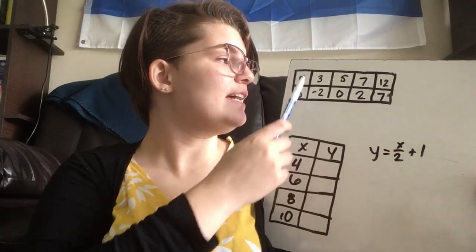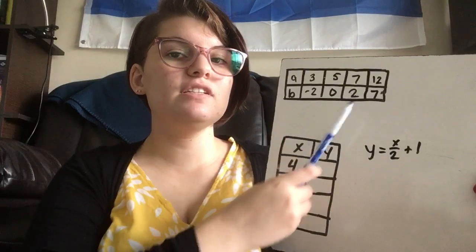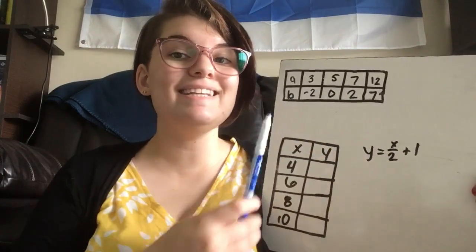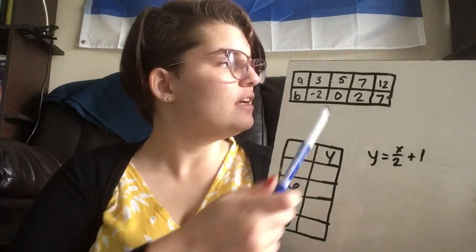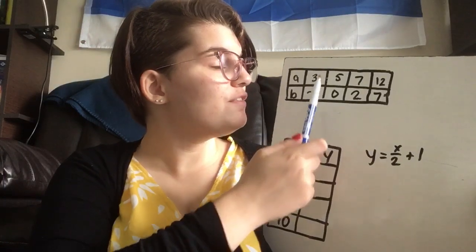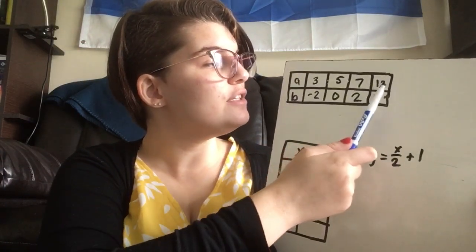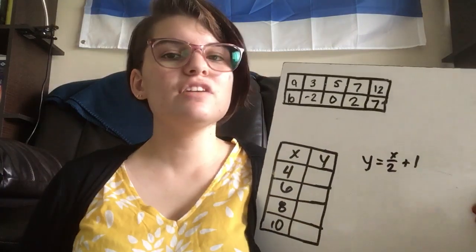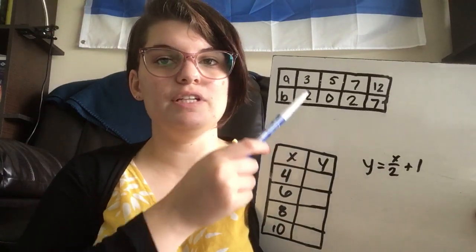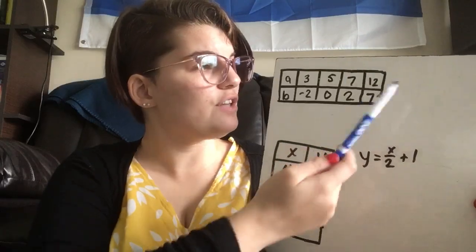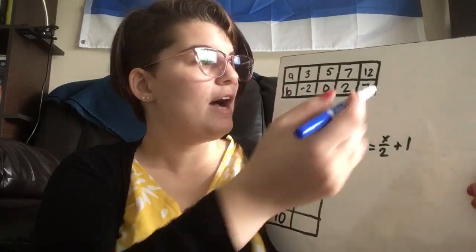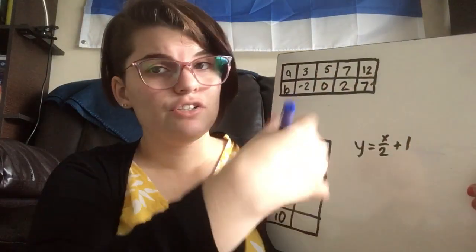We have the functions a and b, and we have to determine if this relation is a function or not. Okay, so I go from 3 to -2, from 5 to 0, 7 to 2, and 12 to 7. Now there's a couple ways you could do this. You can start with 3 and -2, or you can even start with 12 and 7. We're going to choose 12 and 7 just for ease.